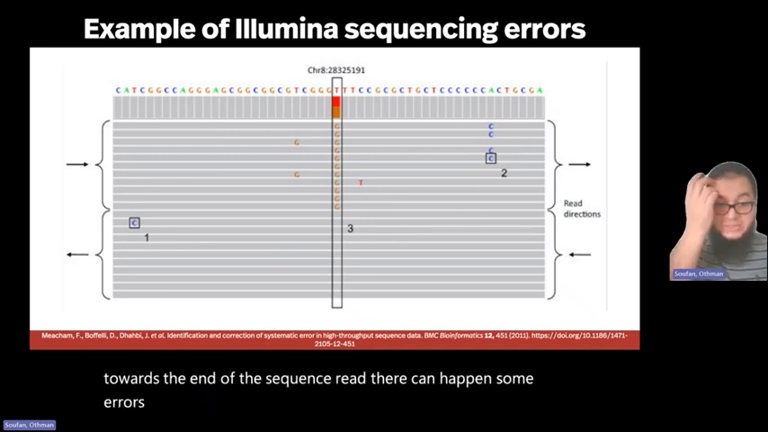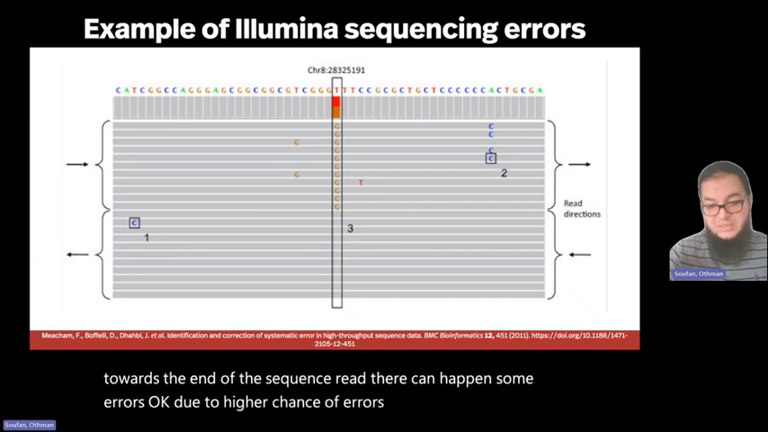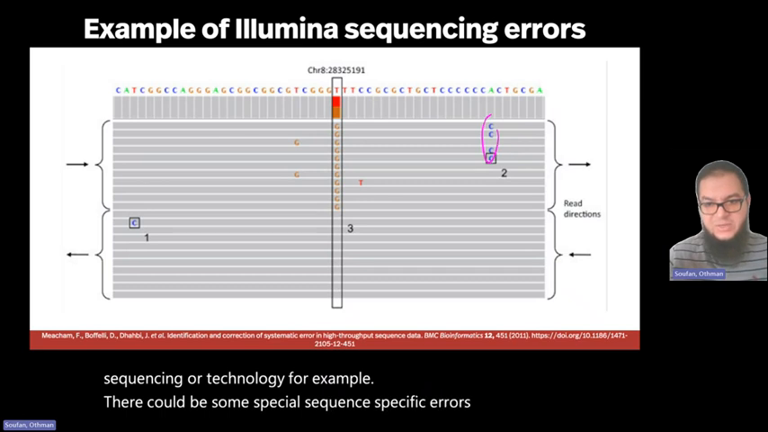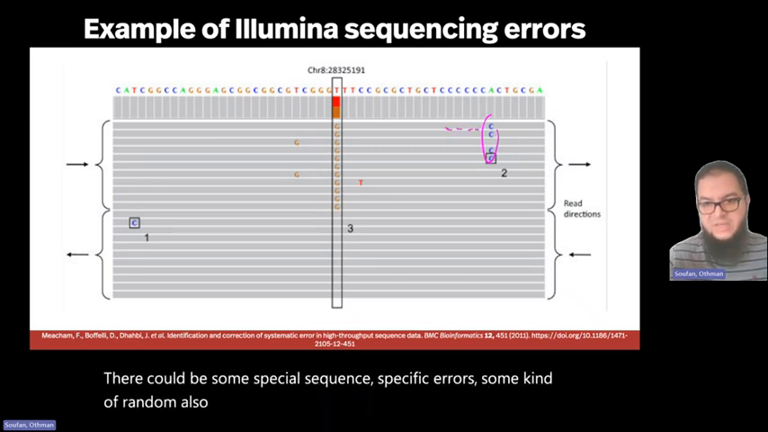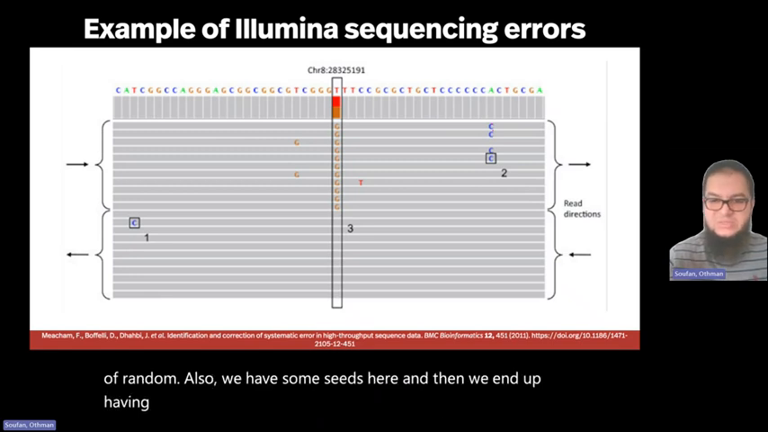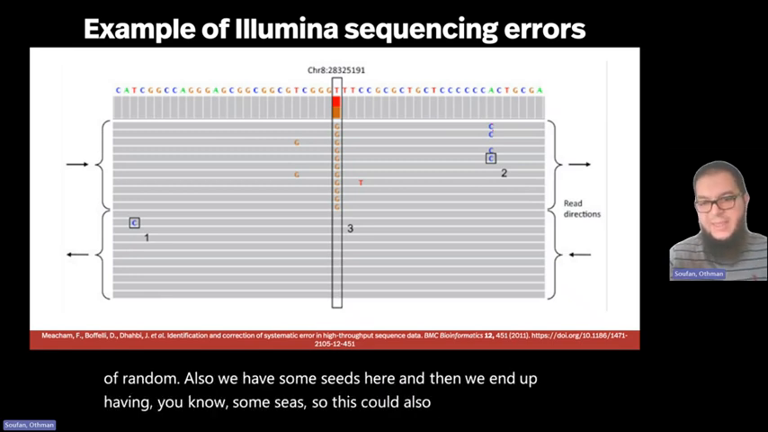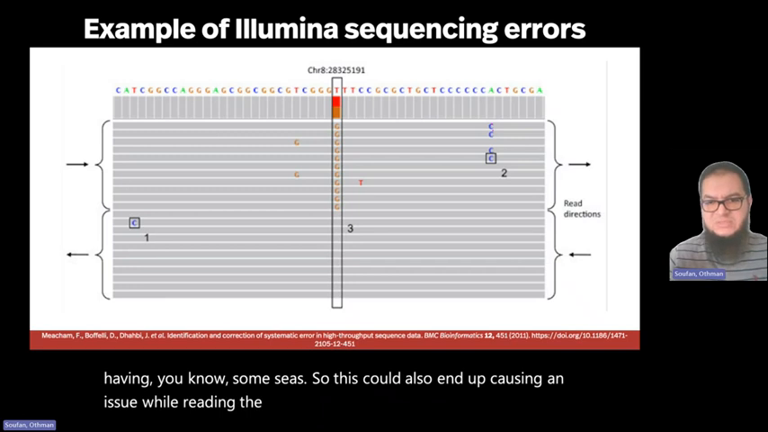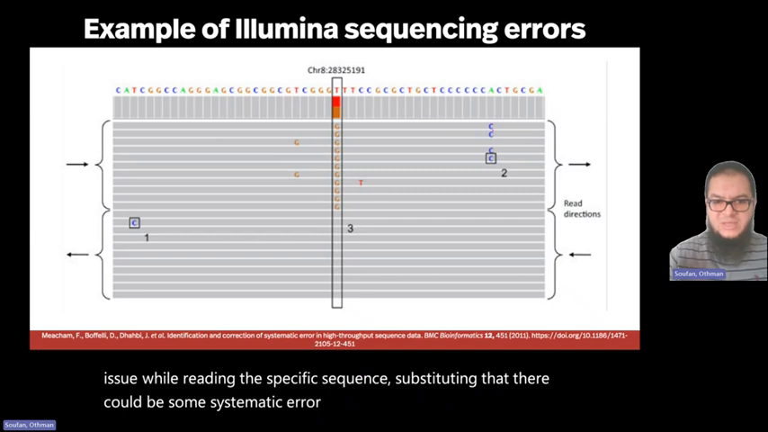There is a higher chance of errors using Illumina sequencing technology, for example. There could be some sequence-specific errors, some kind of random also. We have some C's here, and then we end up having some more C's. So this could also end up causing an issue while reading the specific sequence, substituting that. There could also be a systematic error, like this third type of error here.